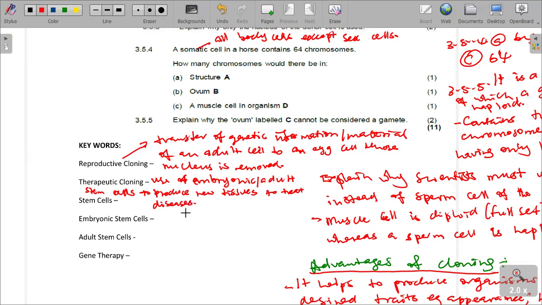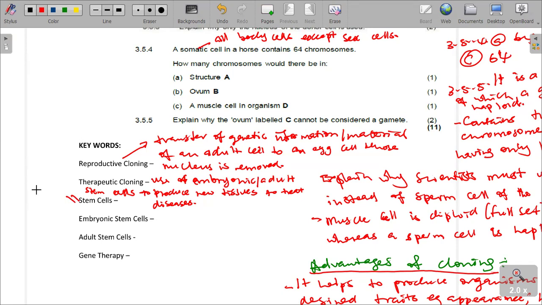I'm sure you understand that this is therapeutic cloning. We are saying embryonic or adult stem cells are used to produce new tissue cells that can be used to treat diseases. And then stem cells, I already defined what stem cells are. We said all body cells except sex cells. It is already defined at the beginning. And then what are embryonic stem cells?